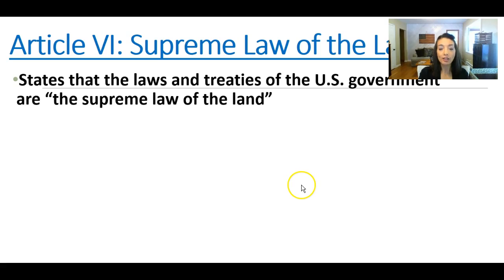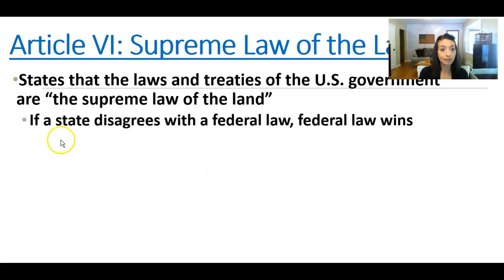It states that the laws and treaties of the U.S. government are the supreme law of the land. Okay, so when we talk about individual state laws, they fall under the Constitution. This reads, if a state disagrees with federal law, federal law always wins. Federal law is at the top, and state laws do have to follow what federal law says.